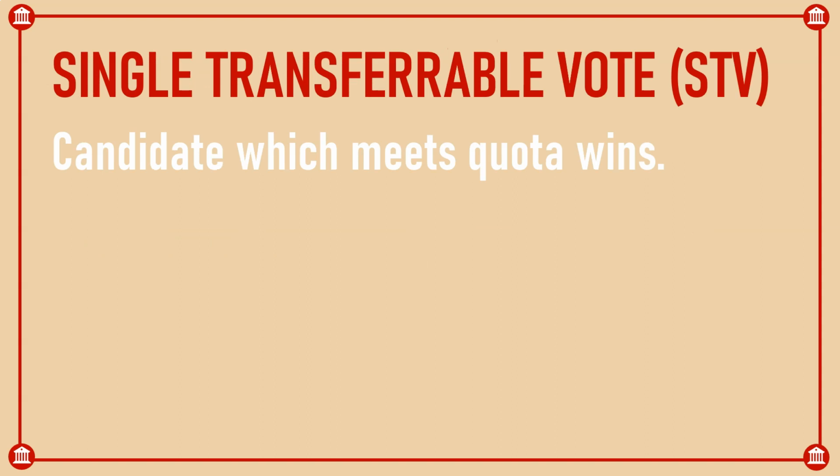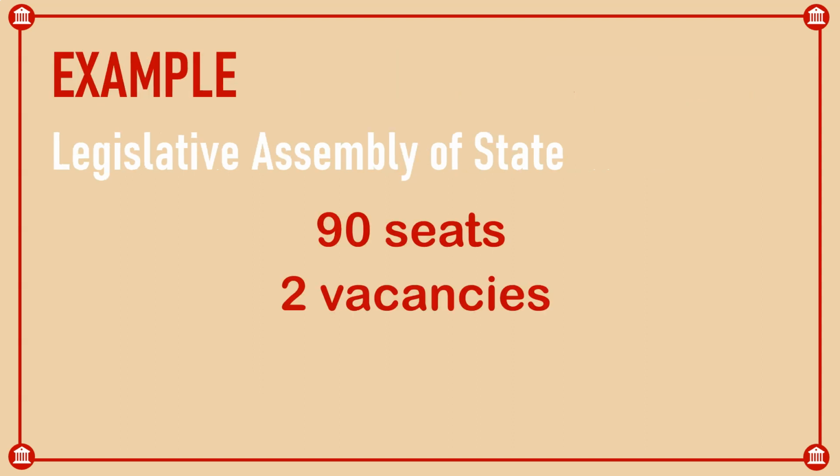So in the single transferable vote system, the candidate who meets the quota, or the minimum requirement of votes to win, will win the seat. Let's take an example of an imaginary state, and the reason I took an imaginary state is that I can modify these numbers for simplicity. In the legislative assembly of our imaginary state, there are 90 seats, and from that state there are 2 vacancies for Rajya Sabha seats.